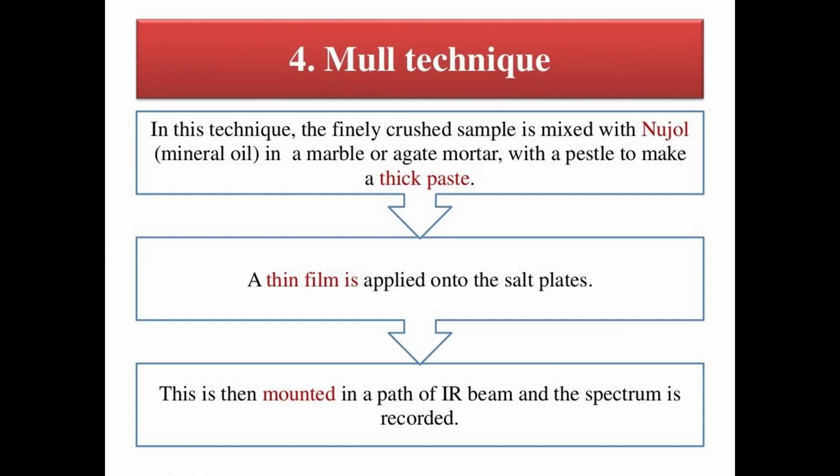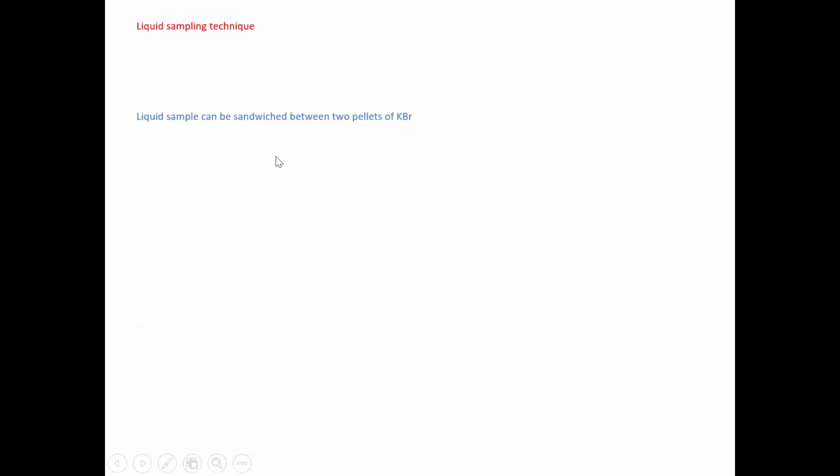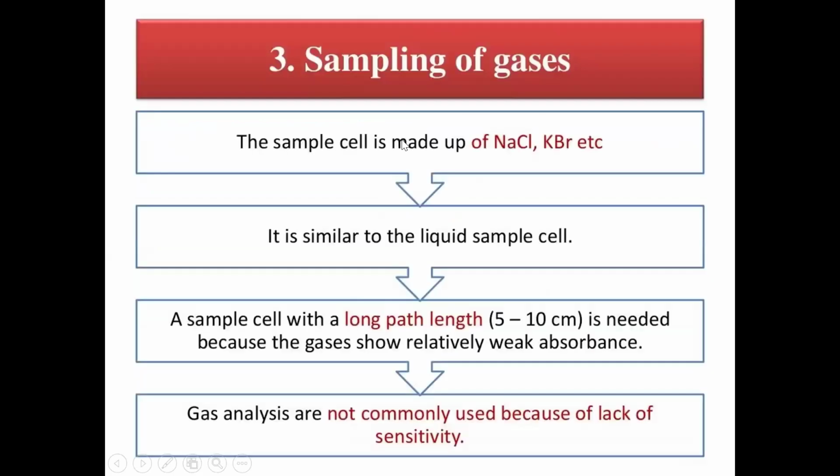These are 4 methods of solid sample handling. Second is liquid sample handling technique. Liquid sample ni direct ga it can be sandwiched between 2 pellets of the KBr. KBr pellet తీసుకొని దాని సర్ఫేస్ మీద లిక్విడ్ శాంపుల్ పెట్టేసి దాని మీద ఇంకో KBr pellet పెడతారు. So that is liquid sampling.